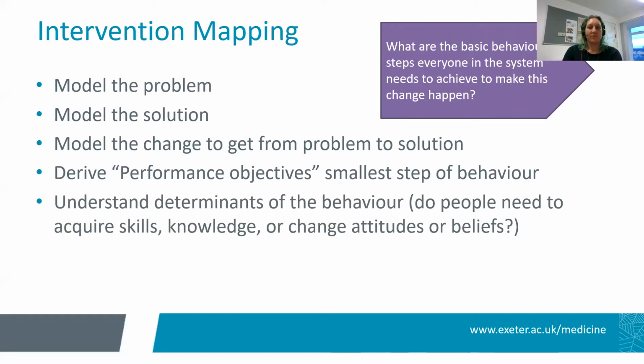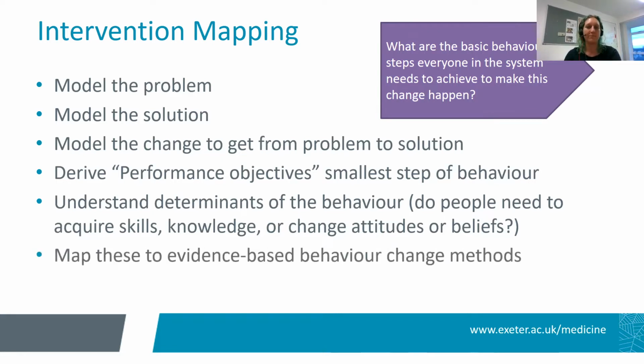Then we look to understand what the determinants of that behavior are. So like I was just saying, is it that people need to acquire new skills? Is it that they need knowledge, or is it a change of attitudes or beliefs that we might need to get people taking part in? And once we've figured this out, we can map those to things that we know help people change that behavior or change an attitude or change a belief.